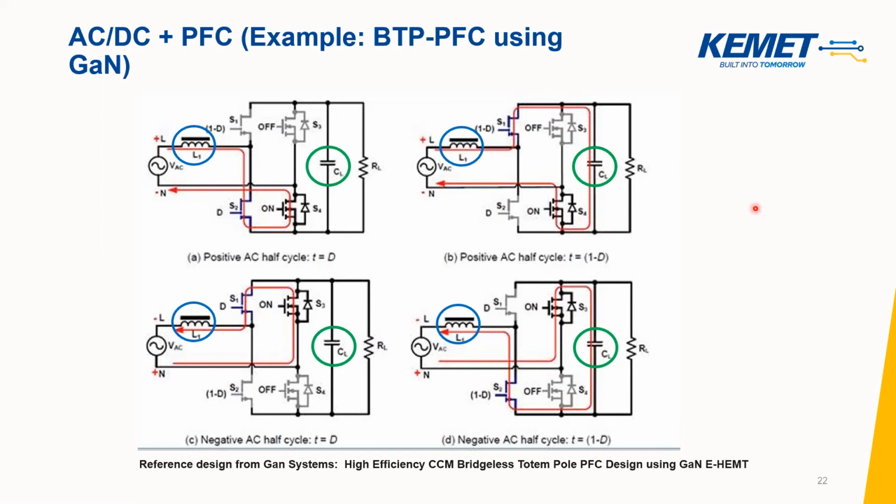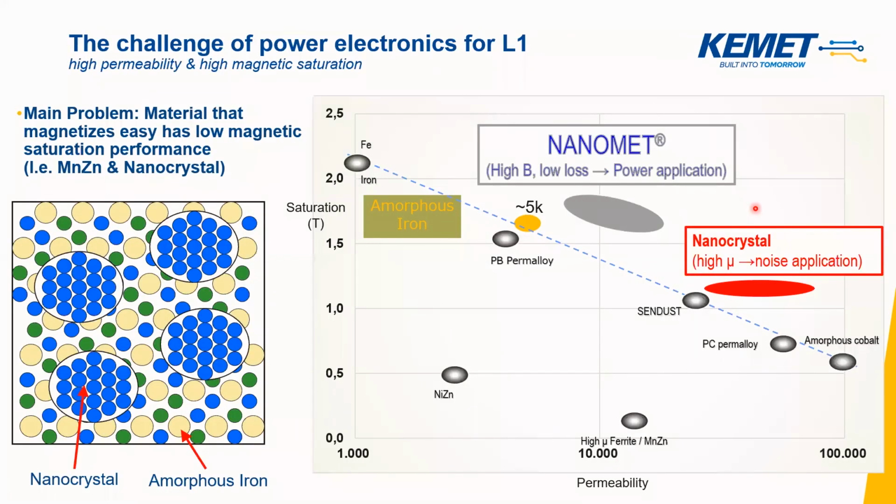other parameters. So usually the challenge of power electronics for a power inductor is that materials that can magnetize easily also have low magnetic saturation. So this blue line would be a line well known to anyone who has dealt with magnetics before, most of the materials either lie on the line or below it. Anything above the line is considered sort of revolutionary.